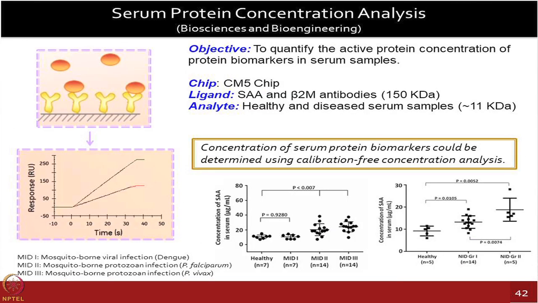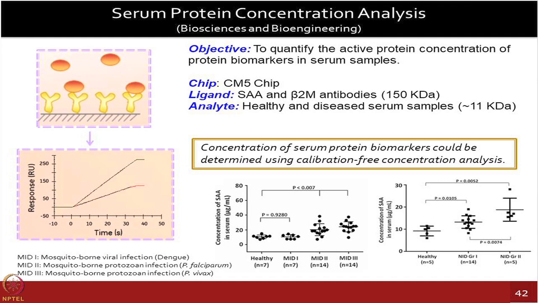One interest which we had in our lab was to measure some known protein concentrations in the serum. For example, from our discovery approach using dyes and coiltrack-based platforms, we identified a couple of proteins which look good to us as potential biomarkers. So we thought, can we measure the level of those proteins in the serum using SPR?